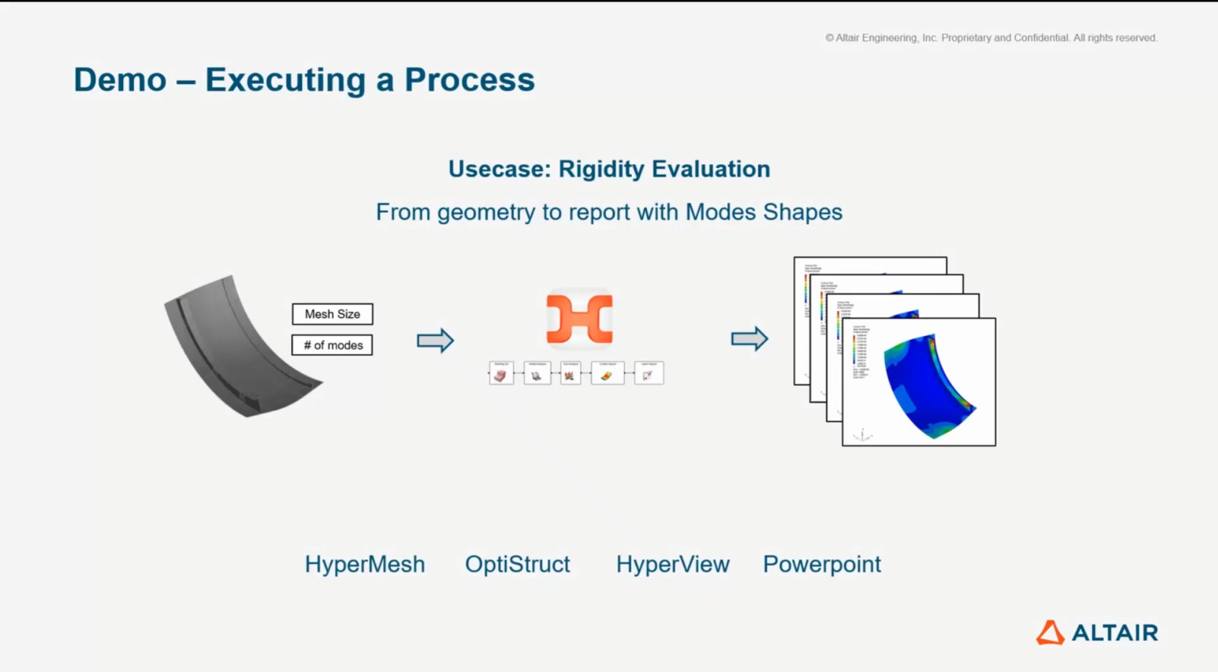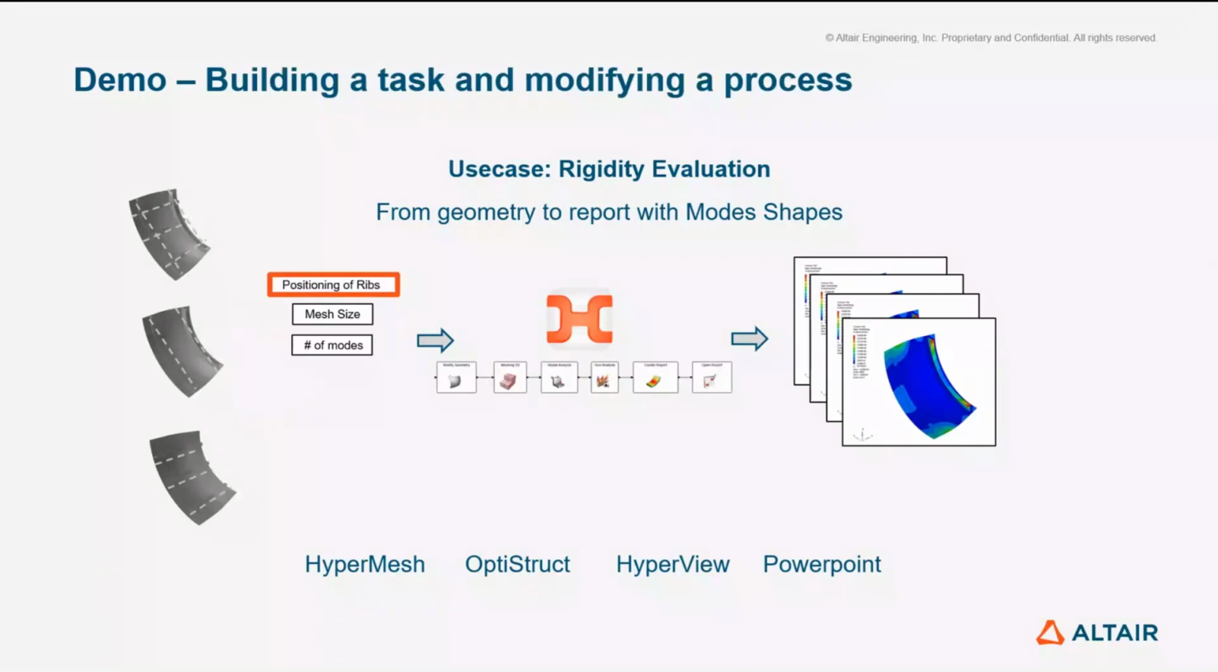Suppose there is a new request from the design team. They want to evaluate the impact the positioning of the ribs has on the performance of the hull. So in this demo, we will take the role of an author and show how, by creating a new task and adding it to the current process, we can achieve just that.